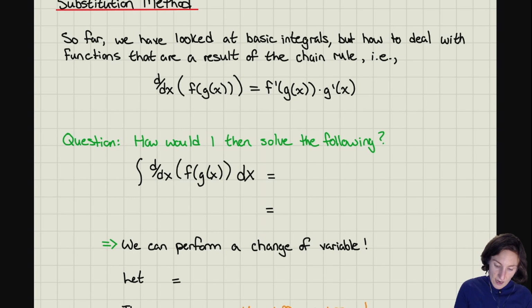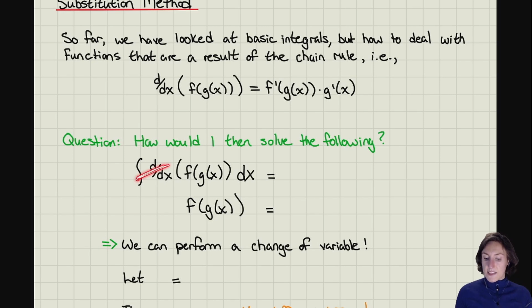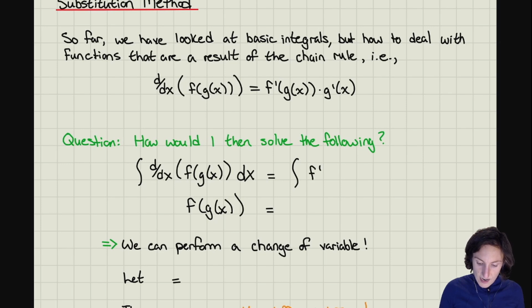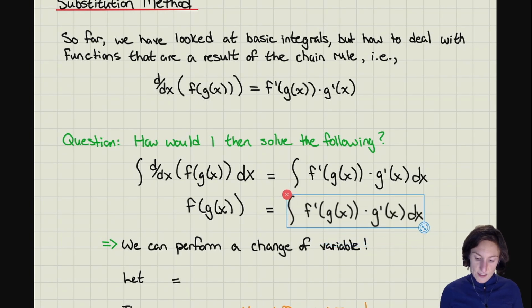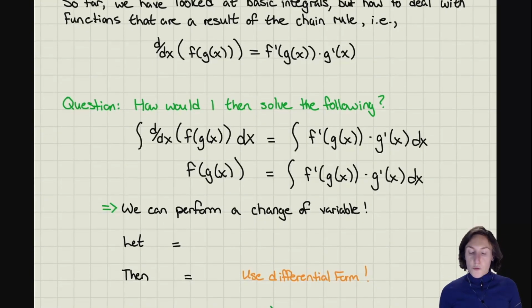Basically I want to get back to the function f of g of x. By the fundamental theorem of calculus part 1, these things just cancel out. How would I actually solve the integral of this, f prime g of x times g prime of x dx? How would I do that? If we rewrite this, simplifying the left side, we're just going to get this expression here. So we can perform a change of variable.